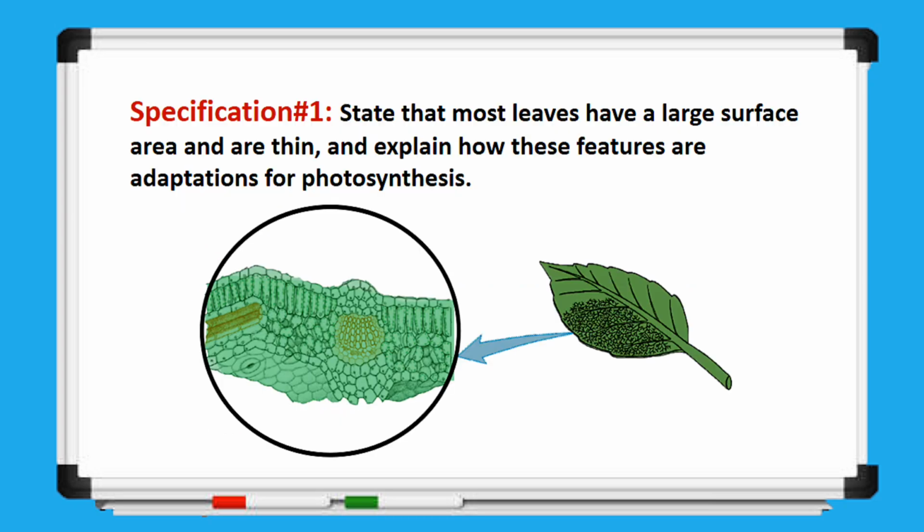Let's explore. Specification number 1 states, most leaves have a large surface area and are thin. We'll also explore how these features make them well adapted for carrying out photosynthesis efficiently. These structural features aren't just by chance, they're perfect adaptations. A large surface area allows more light to be absorbed, and being thin means gases like carbon dioxide can diffuse quickly to where they're needed for photosynthesis. Simple yet incredibly effective design by nature.